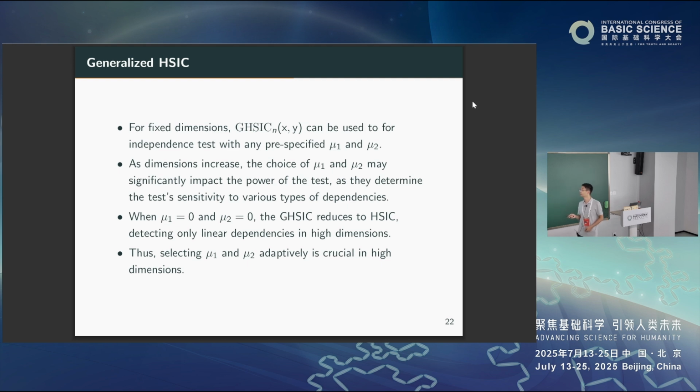For example, if we set mu1 and mu2 both to 0, the generalized HSIC will reduce to the traditional HSIC. And we know that the traditional HSIC will only detect linear dependencies in high dimensions. So if there is nonlinear dependence, there will be no power. Consequently, selecting mu1 and mu2 adaptively is crucial in high dimensional scenarios.